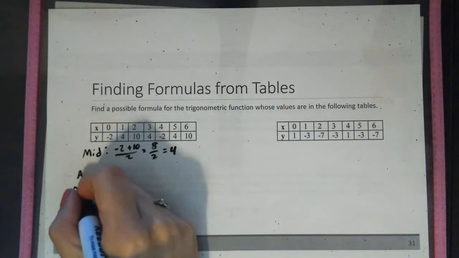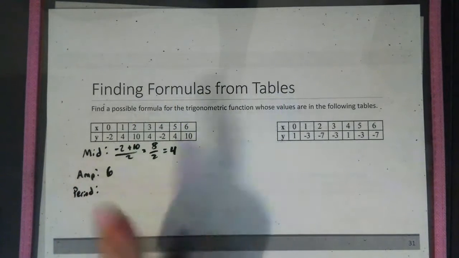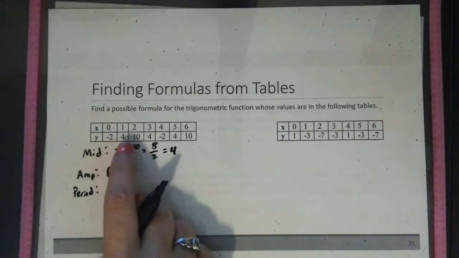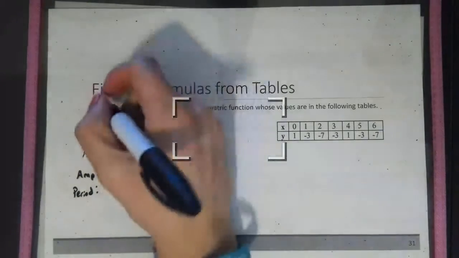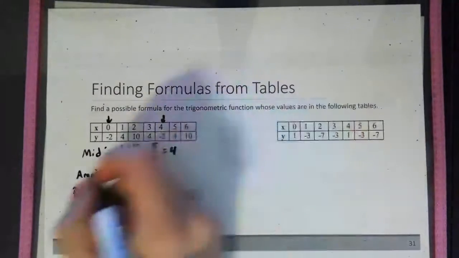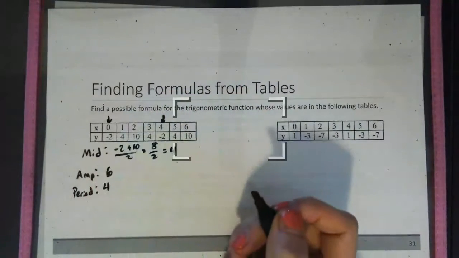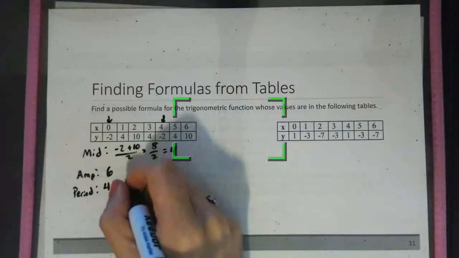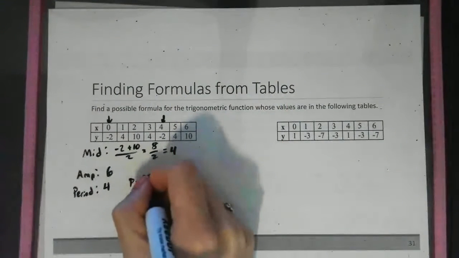The period is how frequently we repeat, and we go -2, 4, 10, -2, 4, 10. So it starts here and here. Those are 4 apart, so our period is 4. We know that our period P equals 2 pi over B.